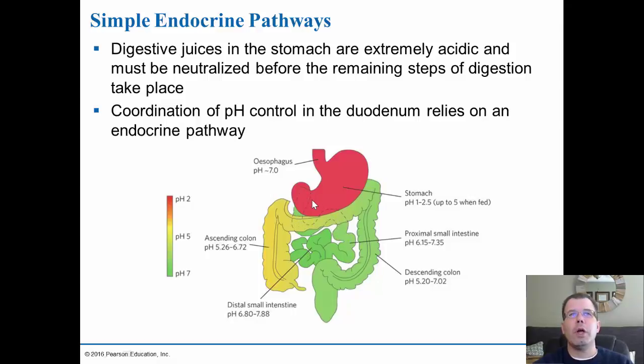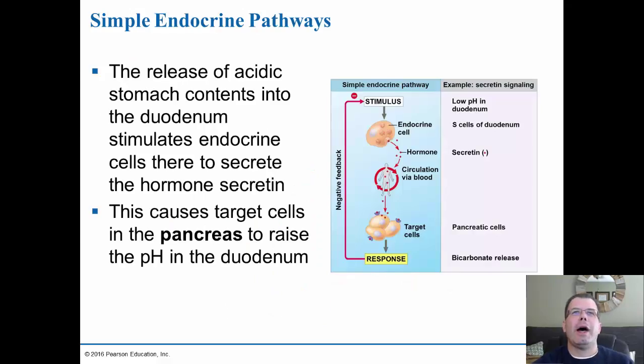So how does it go from 1 or 2 to 7? What coordinates that is your intestinal system and the simple endocrine system that you have right there, and I'll show you this in just a second. You have this little system set up so that you can increase the pH. These little endocrine cells sitting in your duodenum secrete something called secretin. Very interesting, it's called secretin. It's probably because it's one of the first hormones that we discovered, so it got the simple name of secretin. It gets into circulation in the blood.